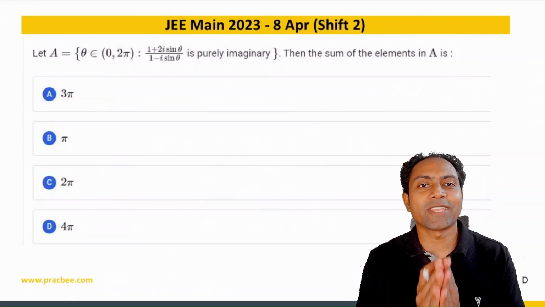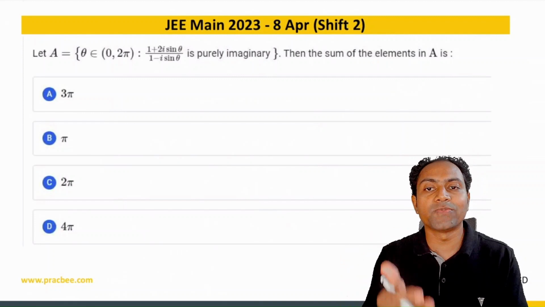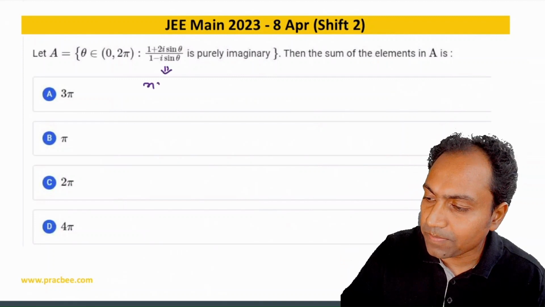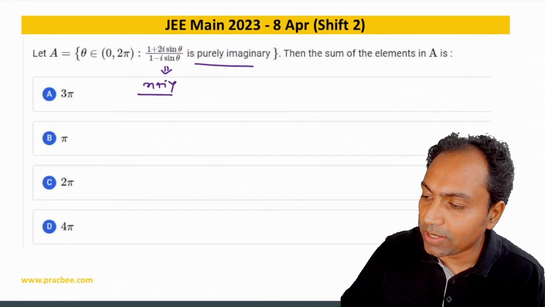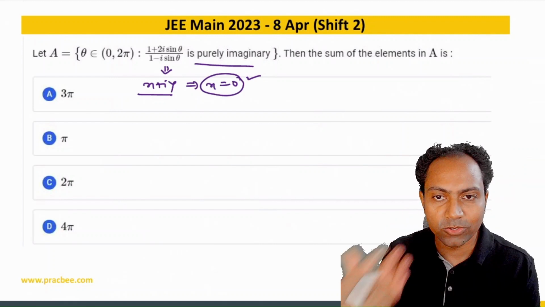Now, this question can be done using one more technique. So instead of using z plus z bar equal to 0, what we could do is express this given complex number into x plus iy form. And since it is purely imaginary, put the value of x equal to 0. Now, this is a valid way of doing this question. So I'm going to also show you this technique.